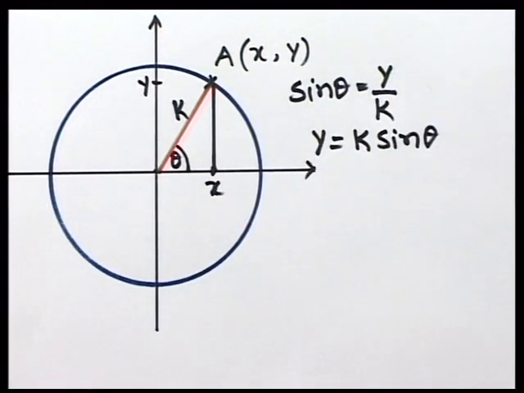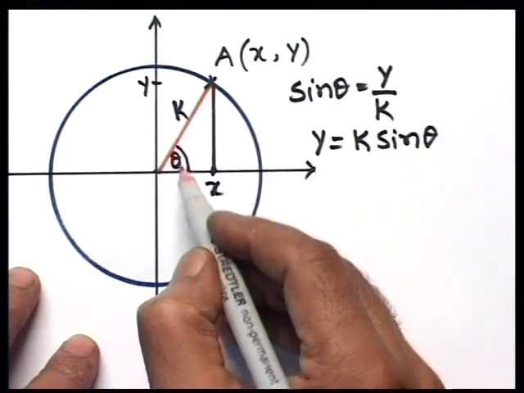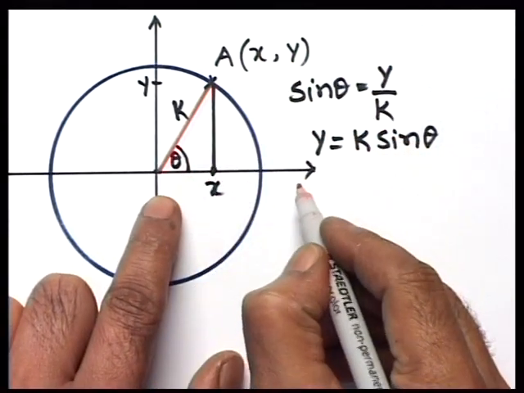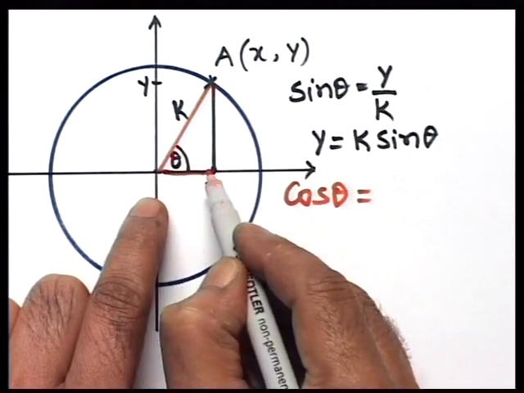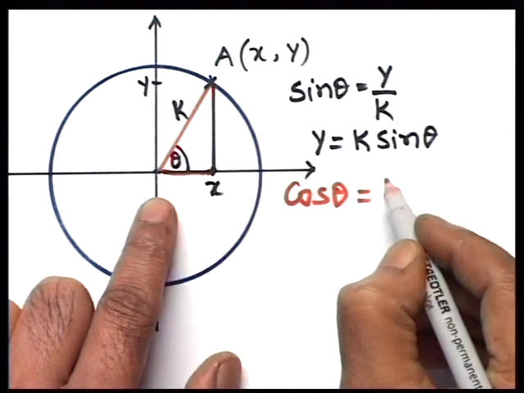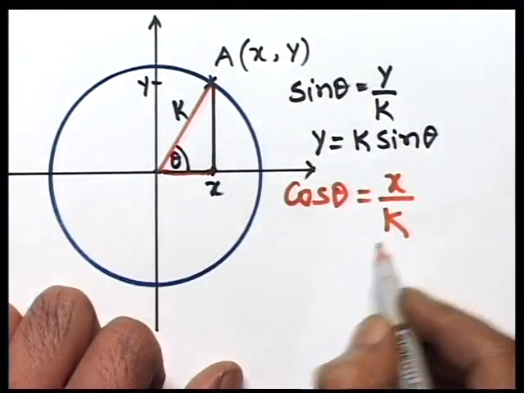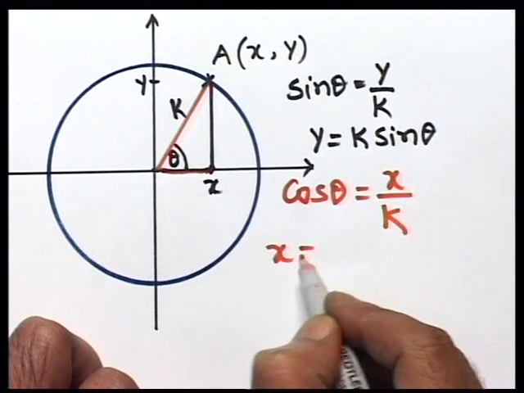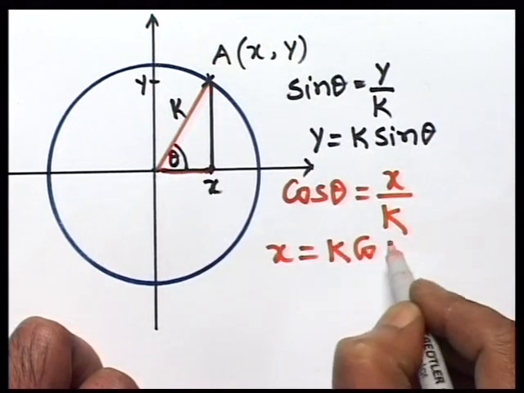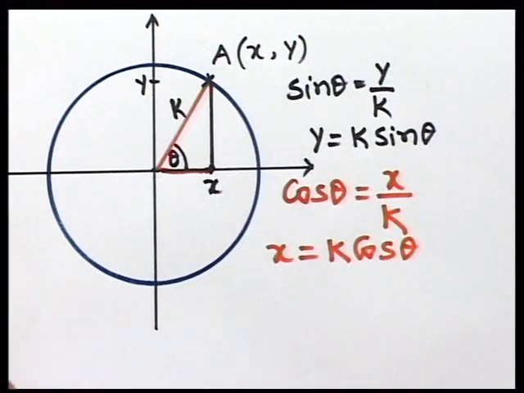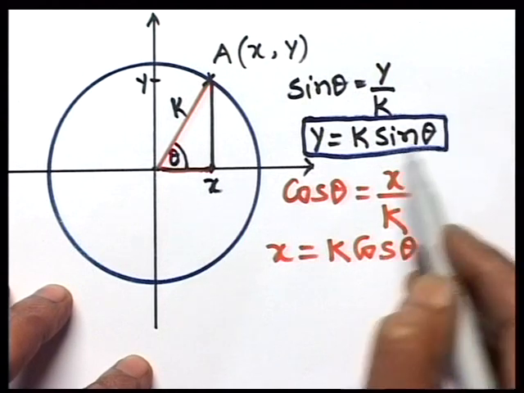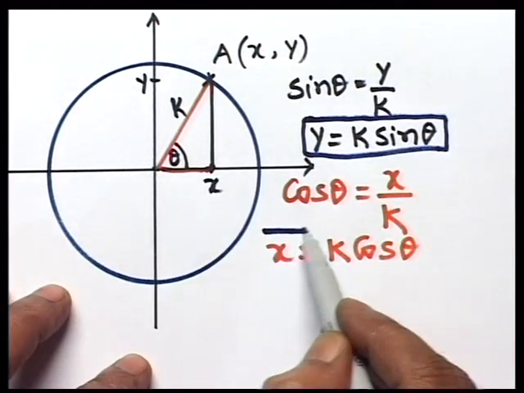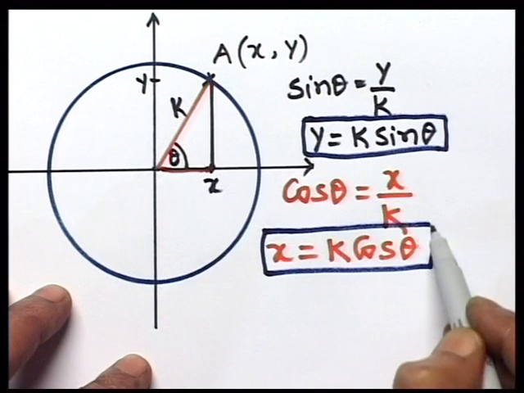Now let's look at the next value. Say we need cos theta. Let's write cos theta there and see what happens. Cos theta is the adjacent side over the hypotenuse, so it's x over k. If you make x the subject, we get x equals k cos theta. These are the two equations there I want you to keep in mind: y equals k sine theta and x equals k cos theta.